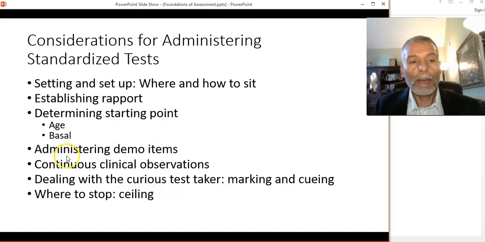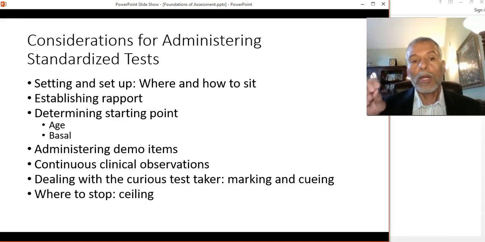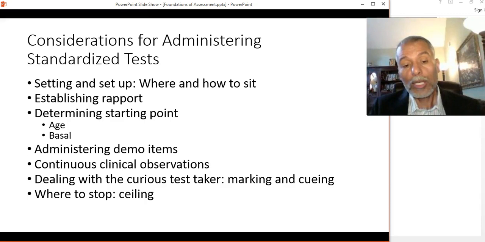We'll speak about administering the demo items. Some tests have them, some tests do not. They tell you to administer all, or have the person try them. If they do not do well, give them this cue or that, or ask them that question. If they cannot understand the demo items, you discontinue the test. You cannot administer it, because you administer a test only if the person understands the directions and the questions, and can actually do the test.